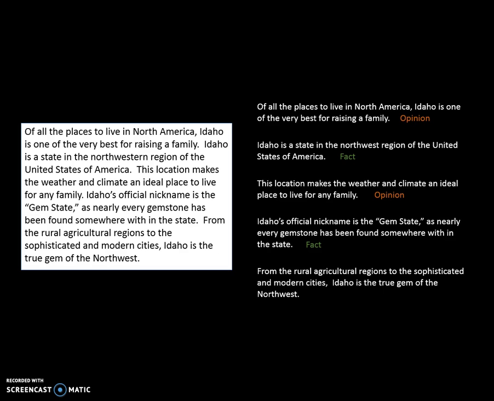The last one is from the rural agricultural regions to the sophisticated and modern cities, Idaho is the true gem of the Northwest. Well, I don't know if that's true or not. I don't know how I would even prove whether that was true or prove that it was false. And so that's my indicator that it's an opinion.